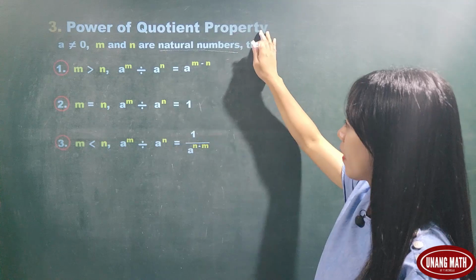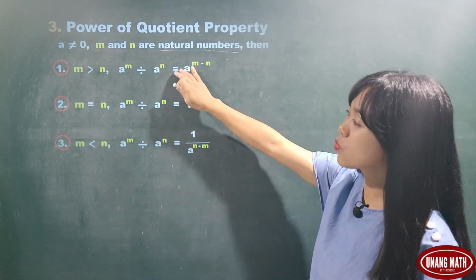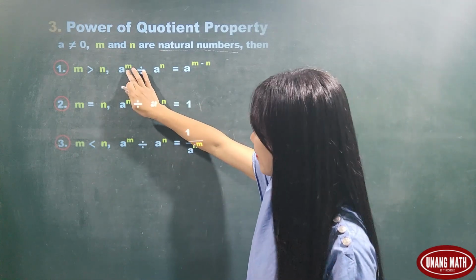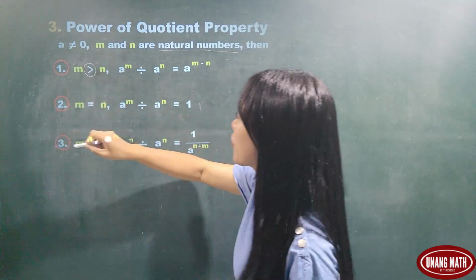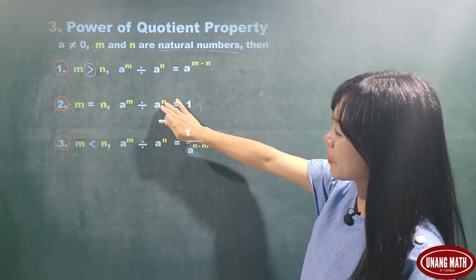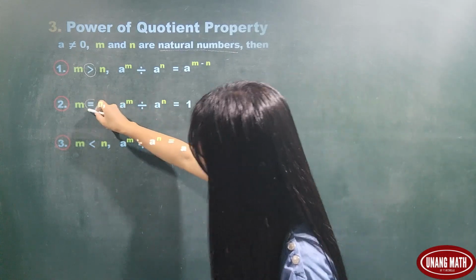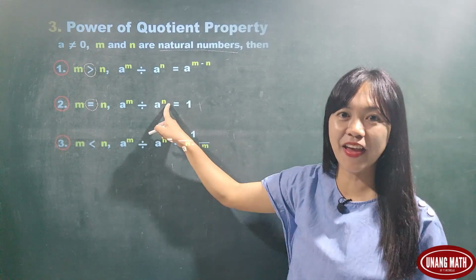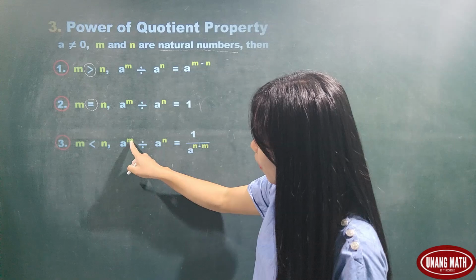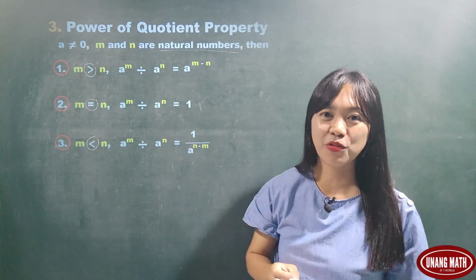Power of quotient property or rule has three kinds. The first one is the exponent of our dividend is larger than the exponent of the divisor. The second kind is the exponent of our dividend is equal to the exponent of the divisor. And the third one is the exponent of the dividend is less than the exponent of the divisor.